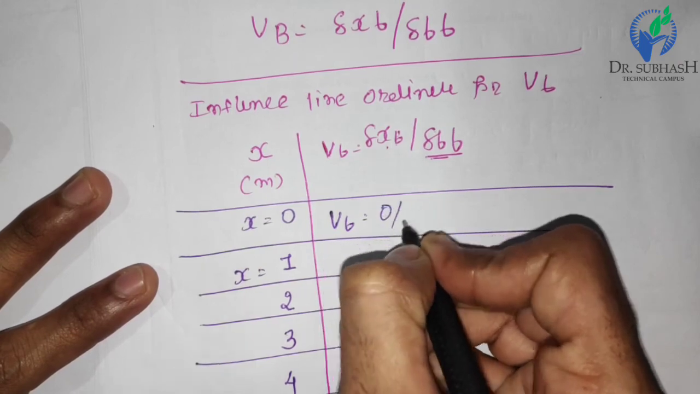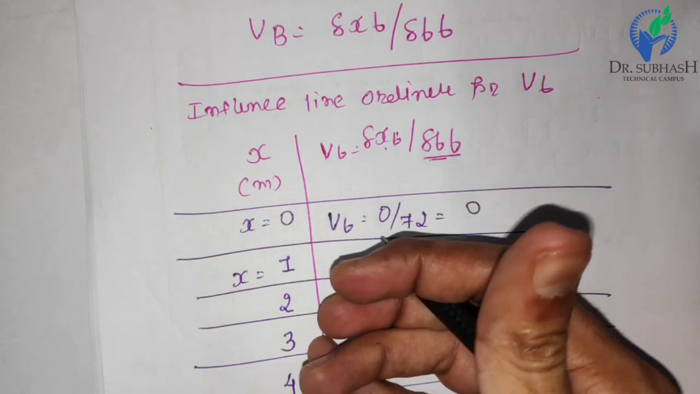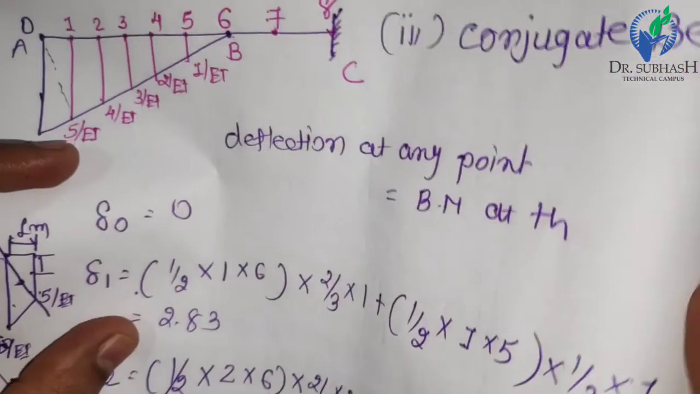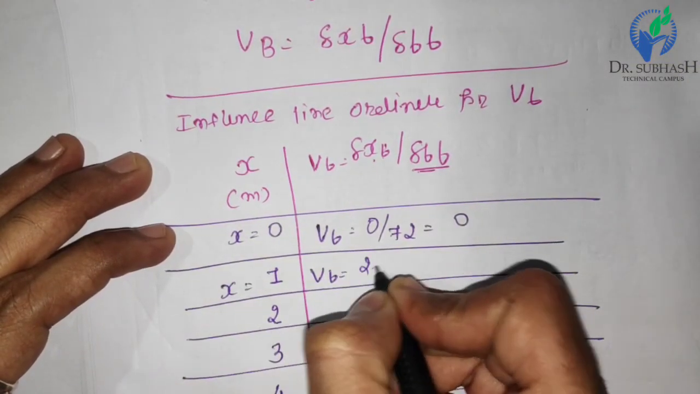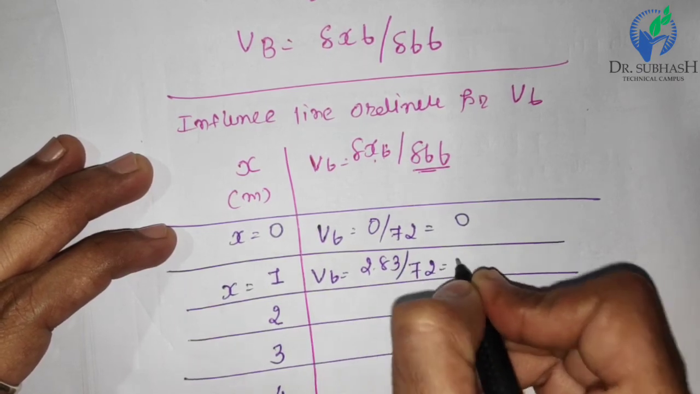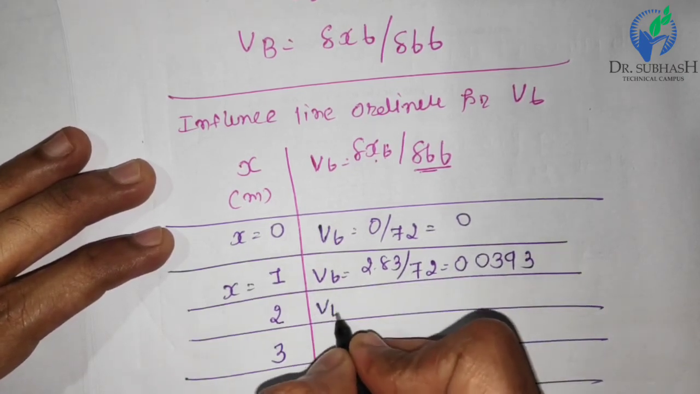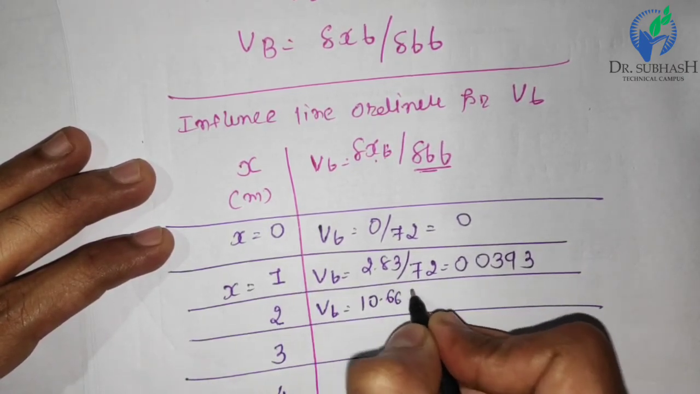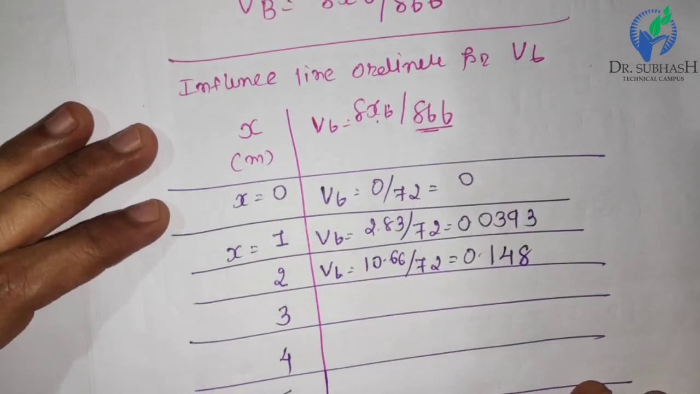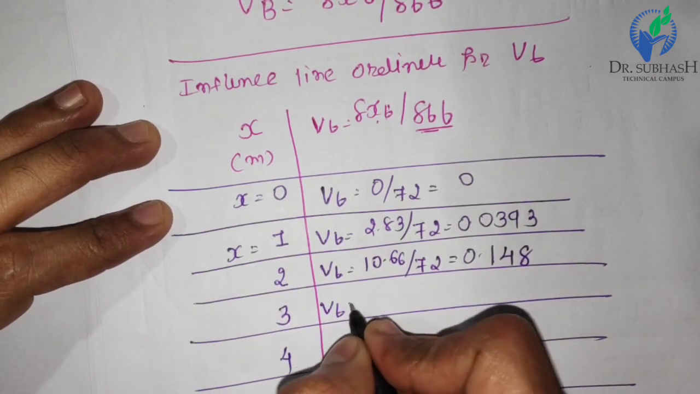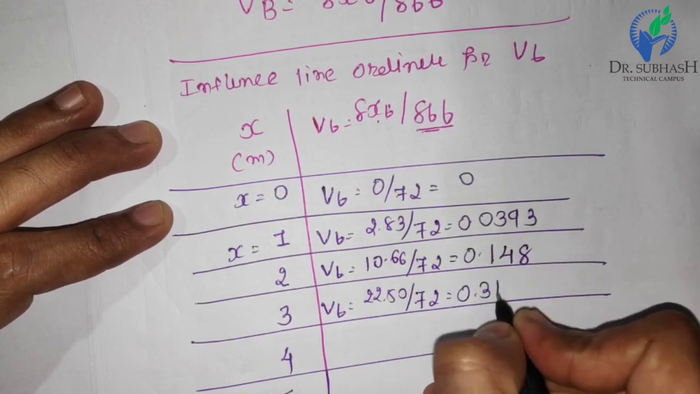So now at delta 0, it should be getting the answer of 0. So VB is 0 divided by 72, getting 0. If you have to find out delta 1, what should be the value of delta 1? You can see that 2.83. So VB is equal to 2.83 divided by 72. Then our answer is 0.393. Then delta 2, if you see in your calculation, 10.66 divided by 72. So your answer is 148. Likewise, delta 3 you can see in your calculation, then it should be 22.50 divided by 72. So our answer is 0.313.